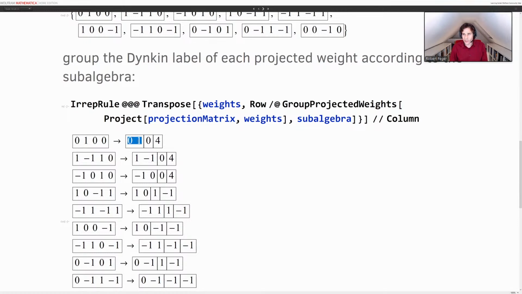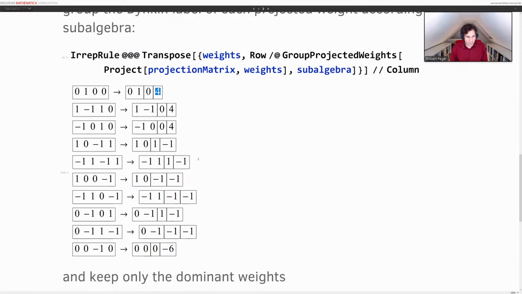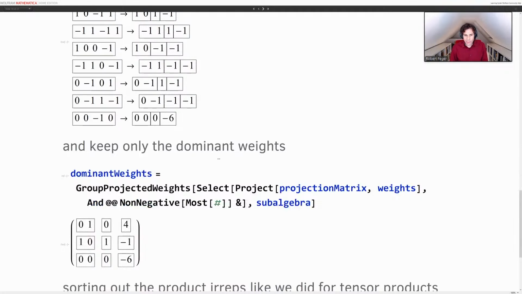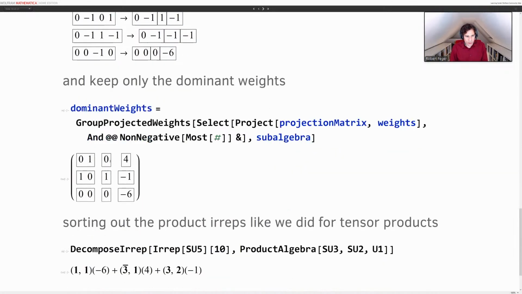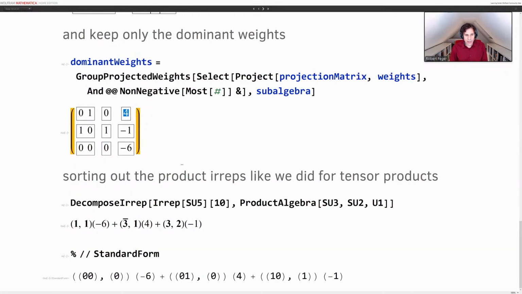You group it by the target algebras. So this here is the Dynkin label for a representation in SU3. This is the Dynkin label for the SU2, and this is the U1 charge. Then again, you keep only the dominant weights, which looks like this here. So this is the SU3 part, this is the SU2 part, and this is the U1 charge. And then you're sorting out product IRAPs like we did for the tensor product. And then you end up here with this result.